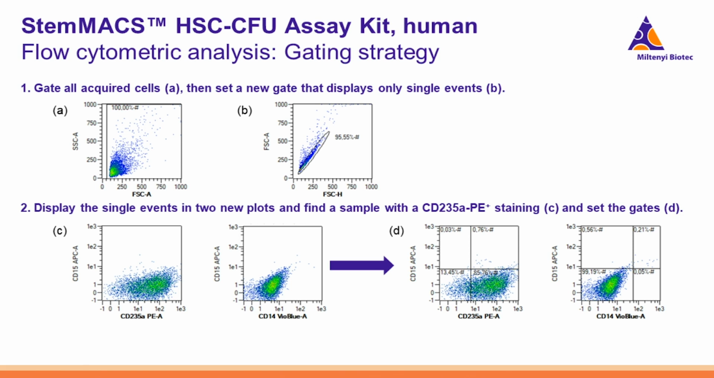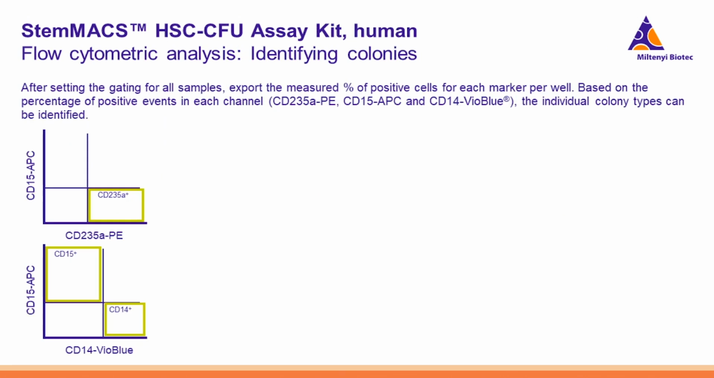Afterwards, you have to set a quadrant to separate the populations as shown here in D. Once the gates are set, the same gates can be applied for all samples. The most important information on these plots are the percentages of CD14, CD15, and CD235A positive events, which are displayed on each quadrant. According to the percentages, the colony type is identified.